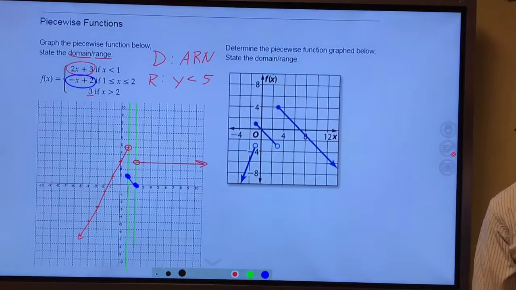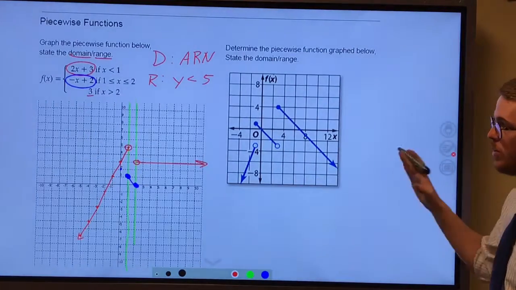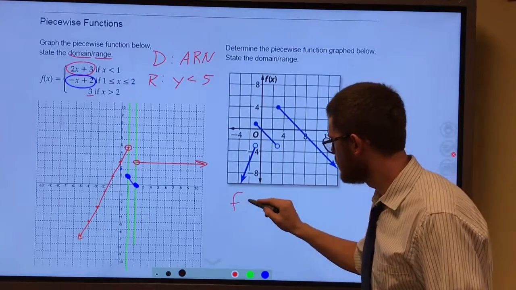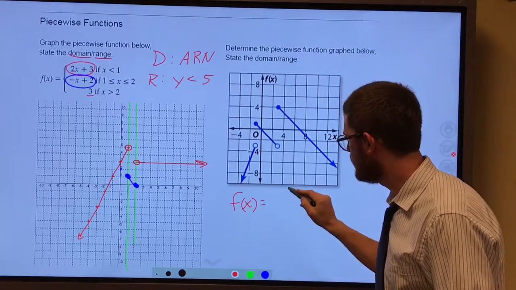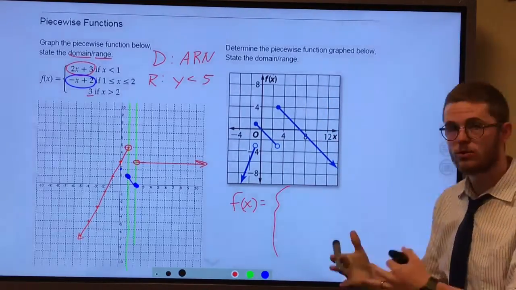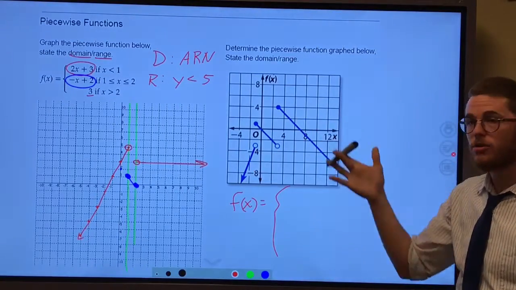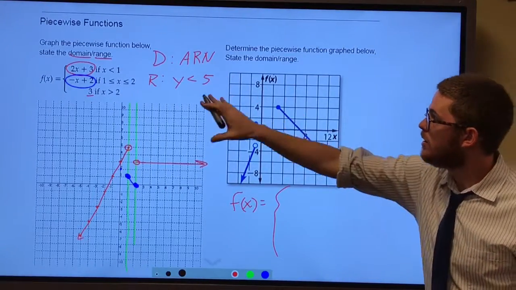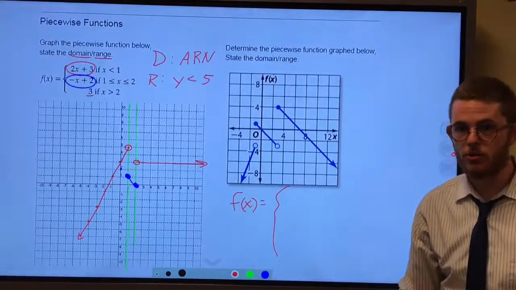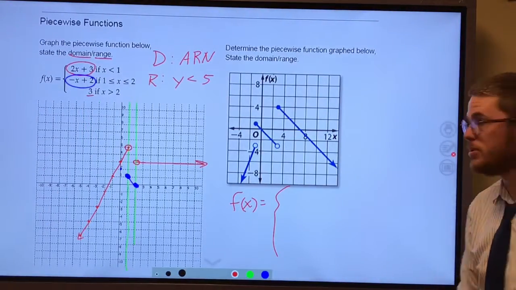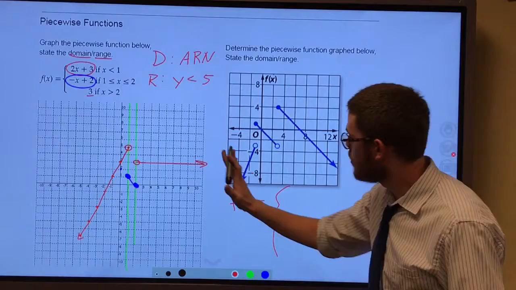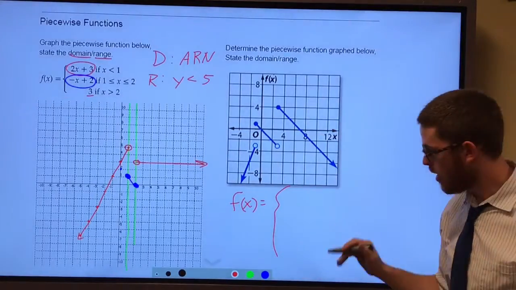Well, over here we have a graph, and we want to state this function. So we know it's going to look something like this. Our function is equal to, well, we know there's going to be three pieces. We're going to have to create some inequalities to determine when we use each piece. I'm going to start on the left. I'm going to work my way right.